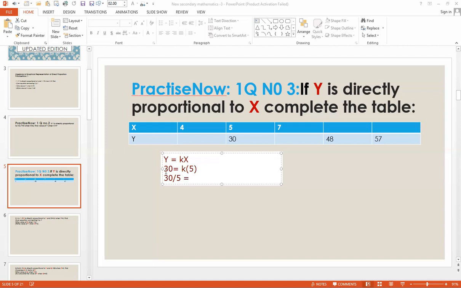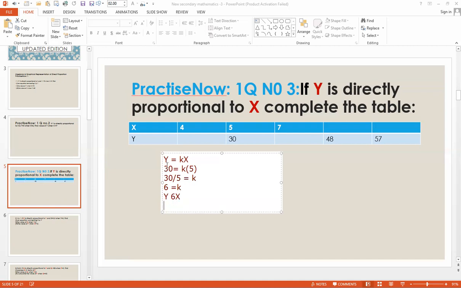Okay, so you have to divide 30 by 5. Your answer will be equal to 6. So 6 is equal to k. Now you have to connect it very easily. y is equal to, so instead of writing k, you have to write 6, and this one is x. Now we are able to complete this table.